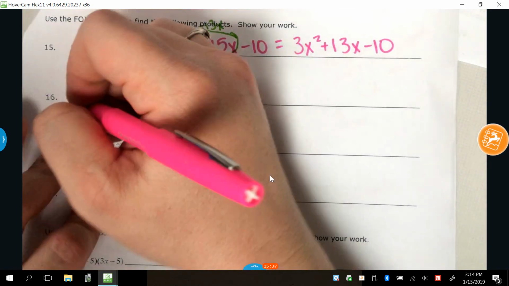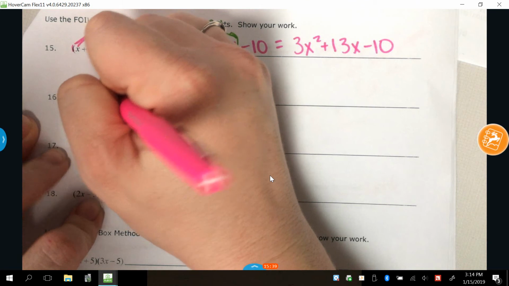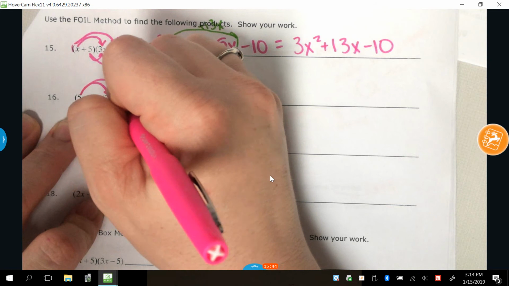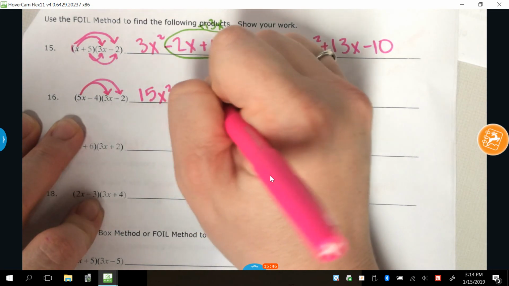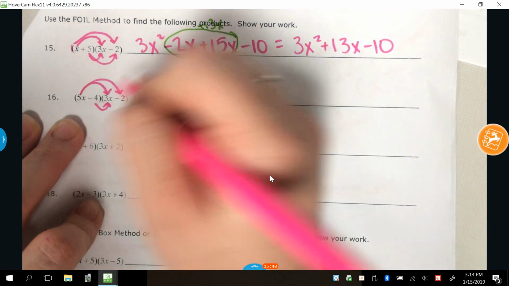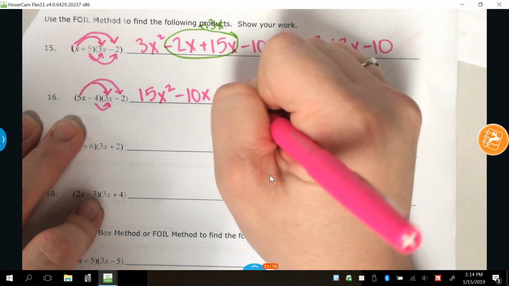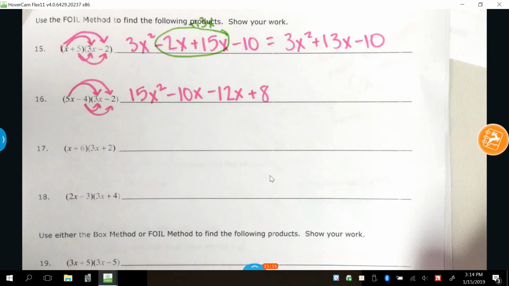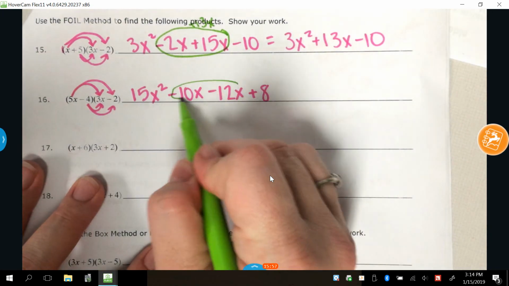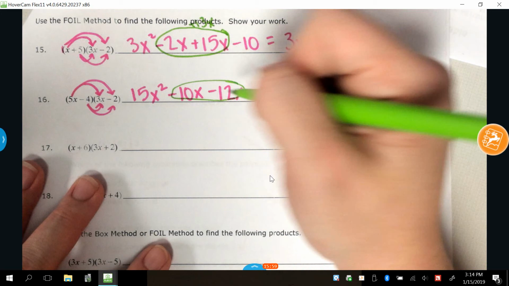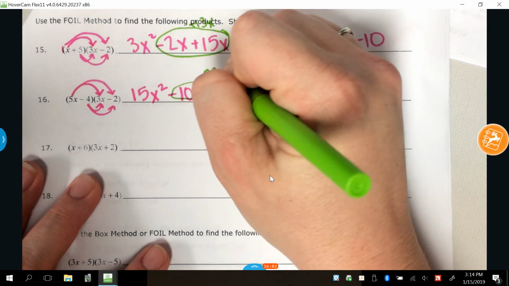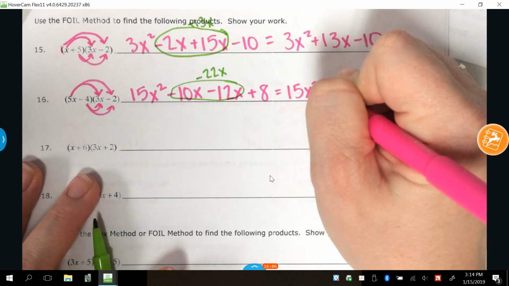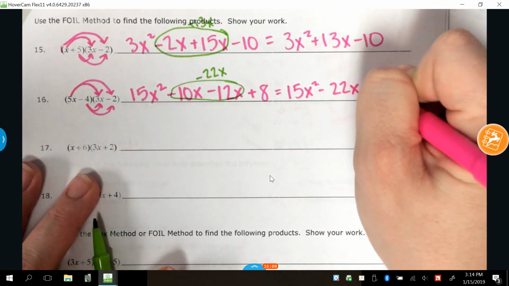Okay, so 5x times 3x is 15x squared. 5x times negative 2 is negative 10x. Negative 4 times 3x is negative 12x. Negative 4 times negative 2 is positive 8. Combine our middle two. Negative 10 minus 12 is negative 22x. So my answer is 15x squared minus 22x plus 8.